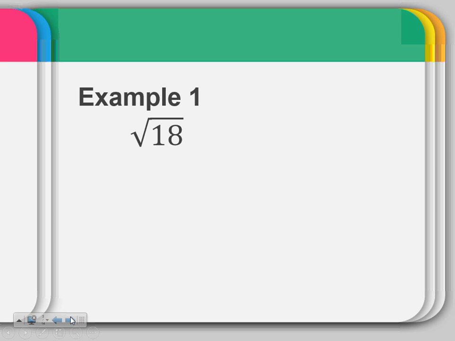We're going to start with example 1, and we're going to simplify the square root of 18. Now, how many of you, as of right now, want to take the square root of 18 and put it in your calculator? So try it. Put in the square root of 18.